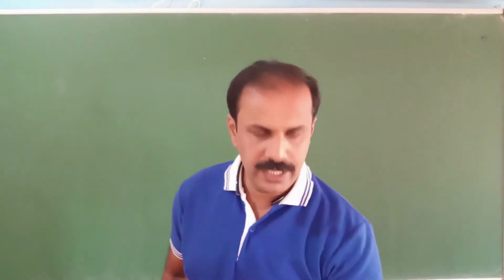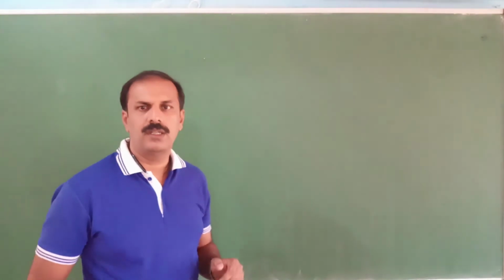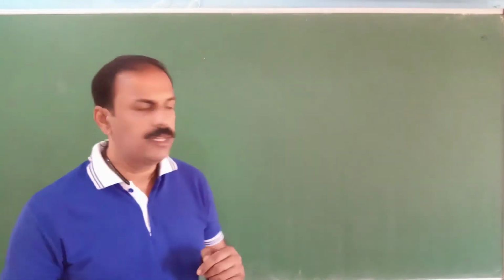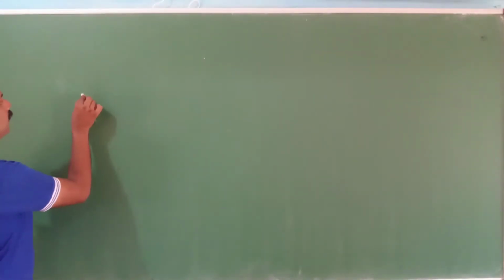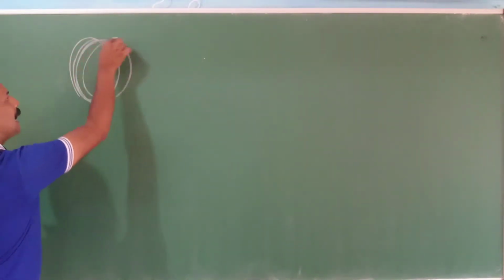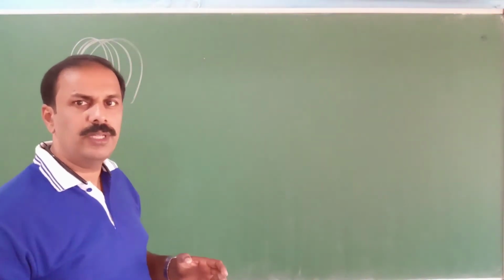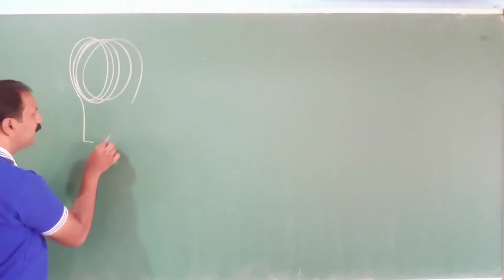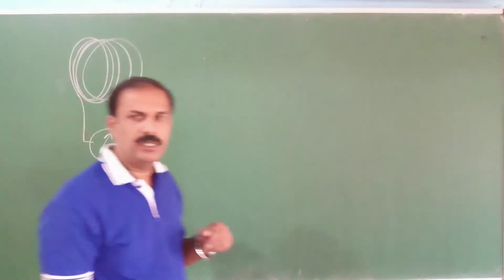First, Faraday and Henry took a coil, that is a coil of insulated copper wire which contains many turns. So let us consider the coil like this. You have a coil with many turns, and this coil is connected to a galvanometer.